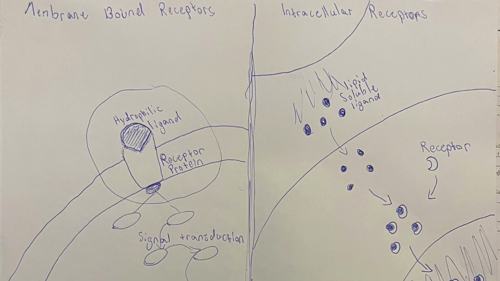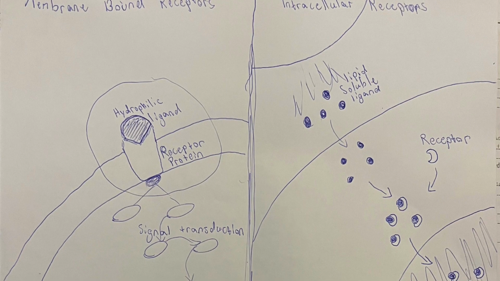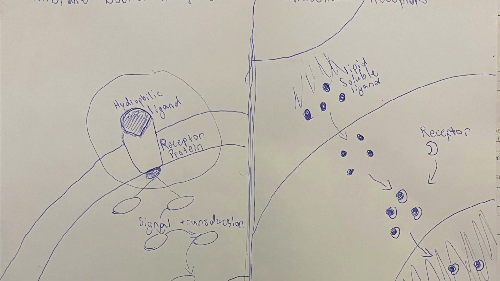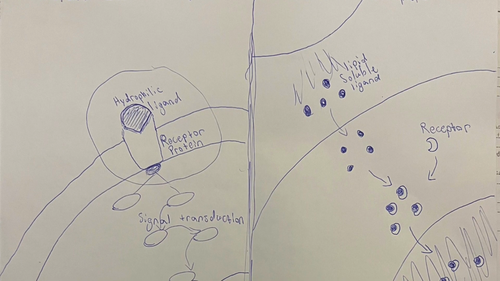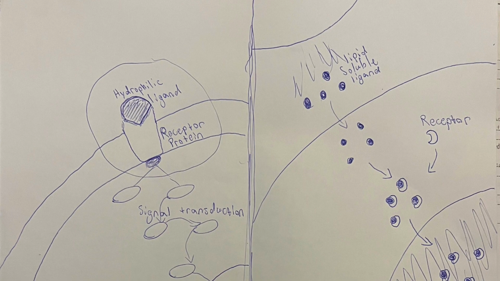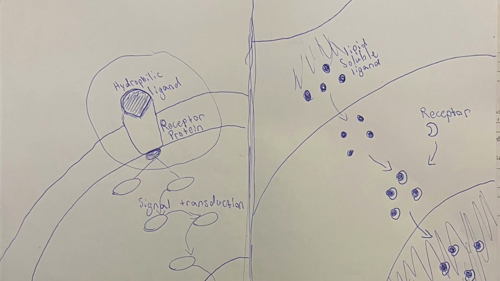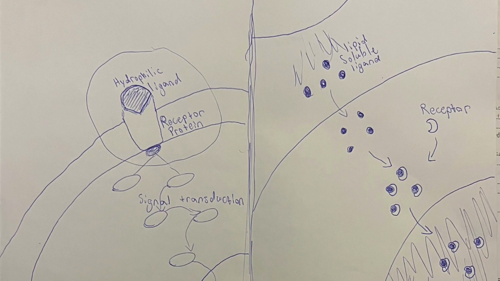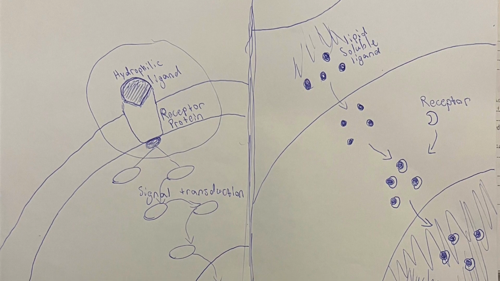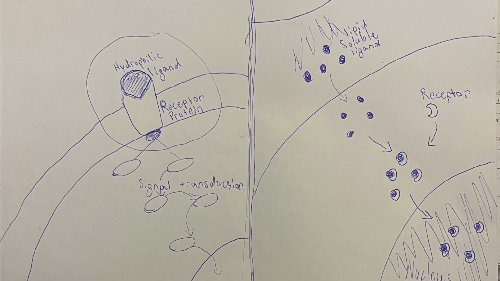When it comes to cell signaling, there are two types of receptors: membrane-bound receptors and intracellular receptors. Membrane-bound receptors are for hydrophilic ligands. Basically, hydrophilic ligands can't go through the cell membrane, so they bind to an embedded receptor in the cell membrane. The ligands don't actually cross the membrane. The signal is amplified by the embedded receptor and moved from the membrane to the nucleus via a transduction pathway.